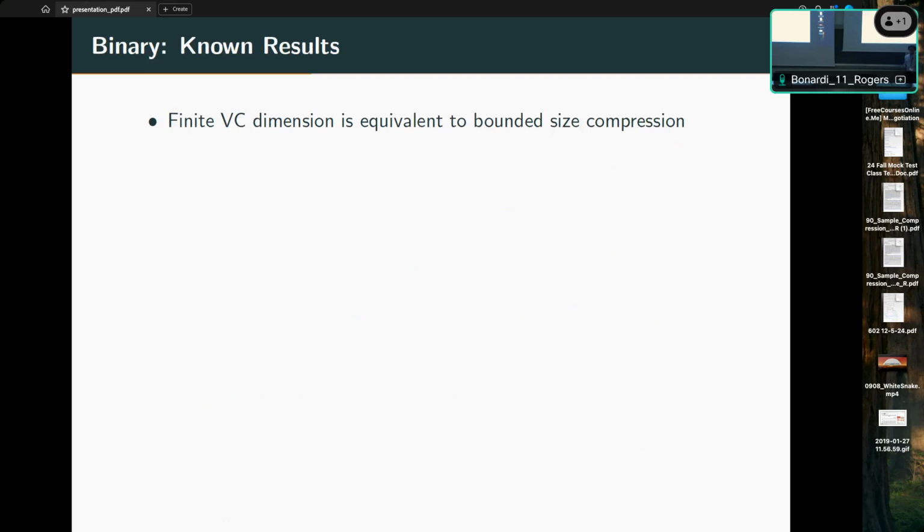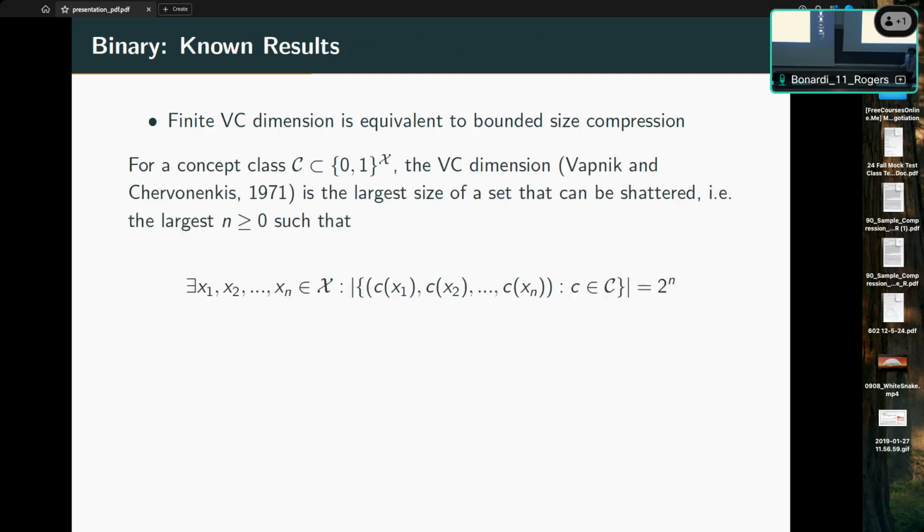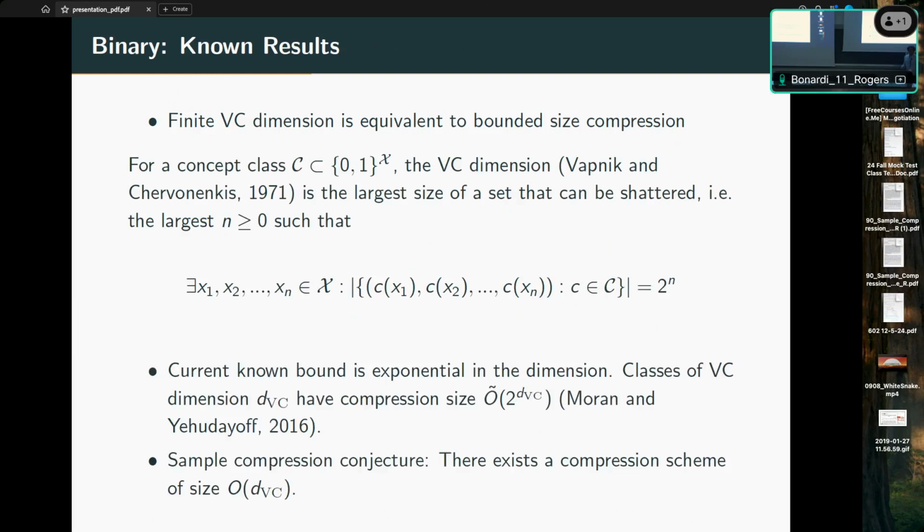So in the binary case, known results: finite VC dimension is equivalent to bounded size compression. This is just the standard definition of VC dimension. It's the largest set of shattered points, basically, where any labeling is possible. And the current known bound is, in general, exponential in the VC dimension. So classes of VC dimension D have compression size exponential in D, right?